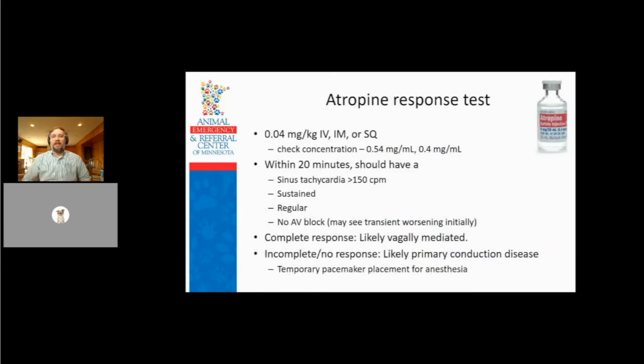So I typically give 0.04 mg per kg. I usually give it IV because it usually works faster, but you can give it IM or sub-Q. No matter how you give it, I always give them up to 20 minutes to respond. When you're giving it IV, it could be as quick as just a few minutes.